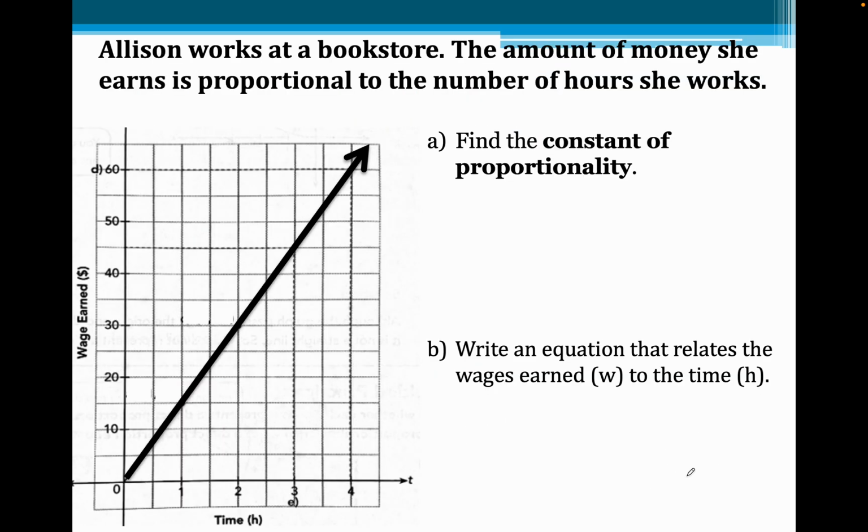So let's take a look at a couple examples. If Allison works at a bookstore, the amount of money she earns is proportional to the number of hours that she works. Find the constant of proportionality. So we talked about finding points on a graph. This line has an infinite number of points on it. We want to be able to identify points that intersect on a grid line.